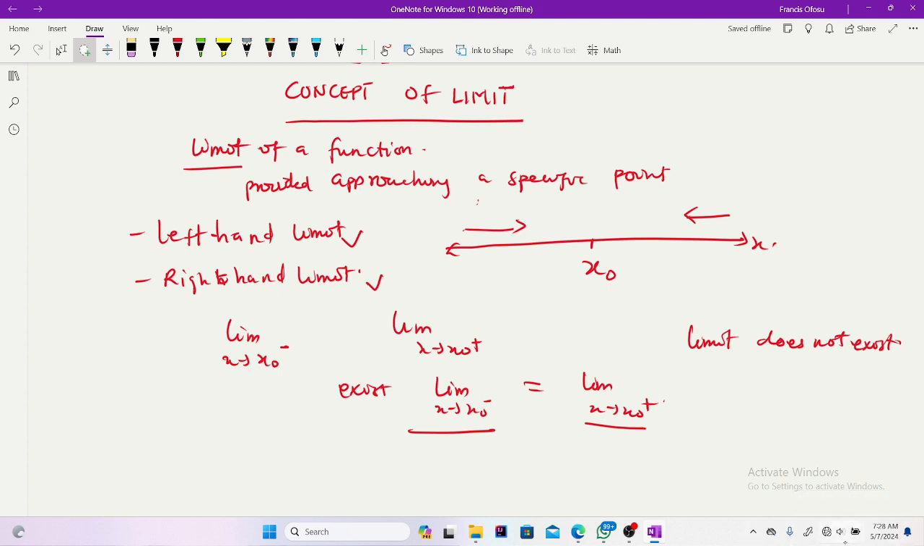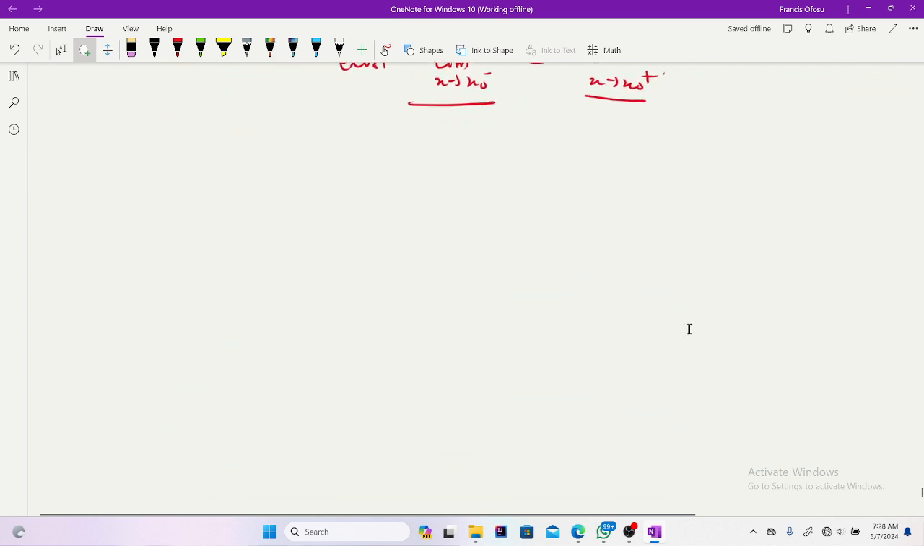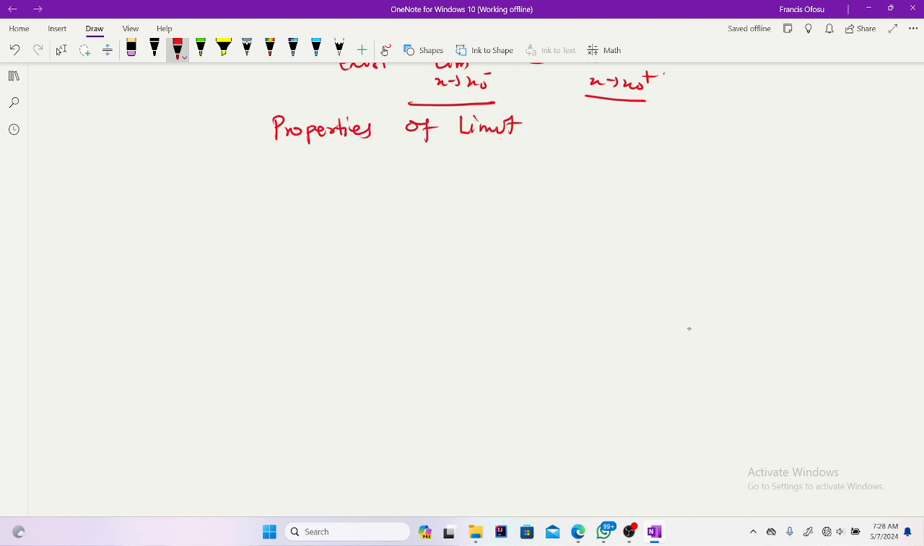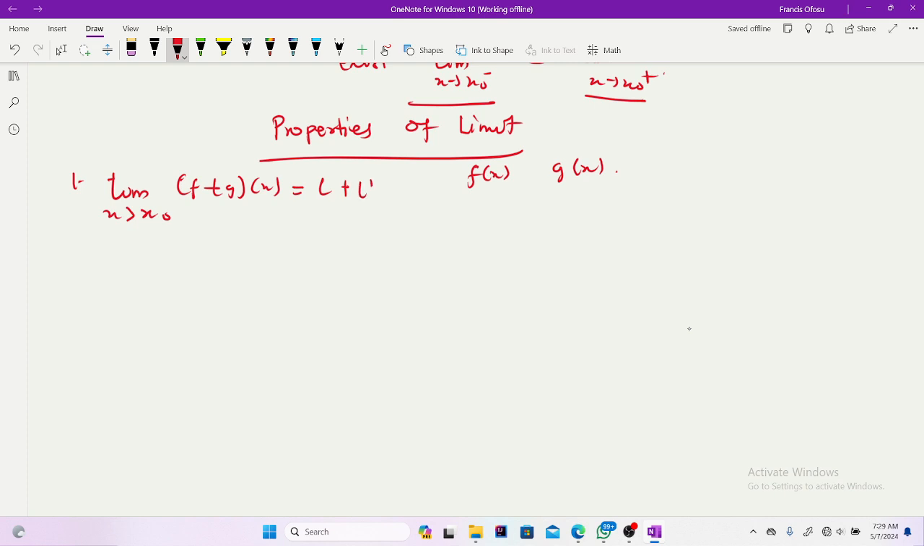Let's go through some properties of limits. The first one is: if you have the limit as x approaches a point x naught of the function f plus g of x, where f of x and g of x are two functions, then finding the limit of the addition of these two is the same as adding the limit of each of them. Say the limit of f of x as x approaches x naught is equal to L, and the limit of g of x is equal to L prime. If you want to find the limit of the combination of these two functions, it is equal to L plus L prime. You just add them.